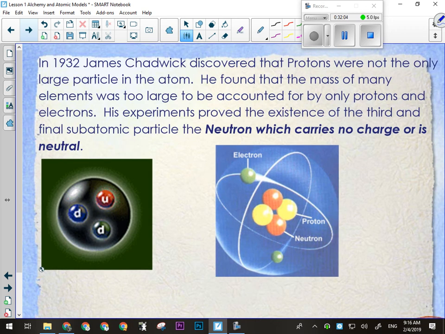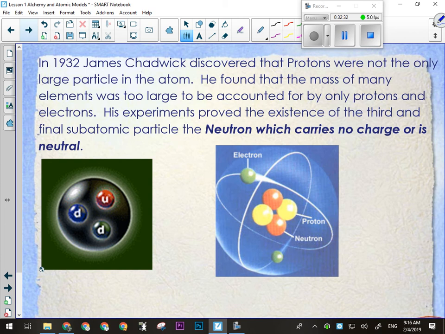James Chadwick discovered that protons were not the only large particle in the atom. He found that the mass of many elements was too large to be accounted for by only protons. So when he had a sample of something, he had a pretty good idea of how many particles should be in that sample. But according to that idea, there had to be something else in the atom to account for all the mass. Otherwise, protons were huge, and they had a pretty good idea that protons weren't huge.